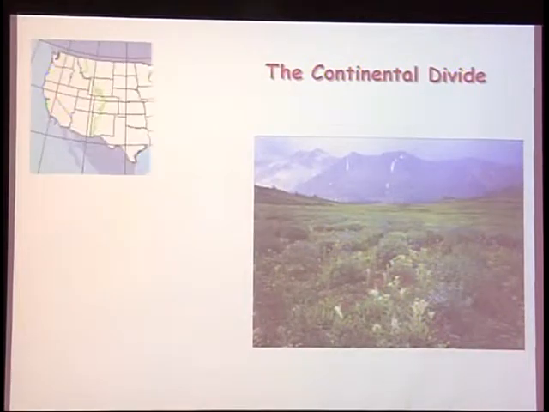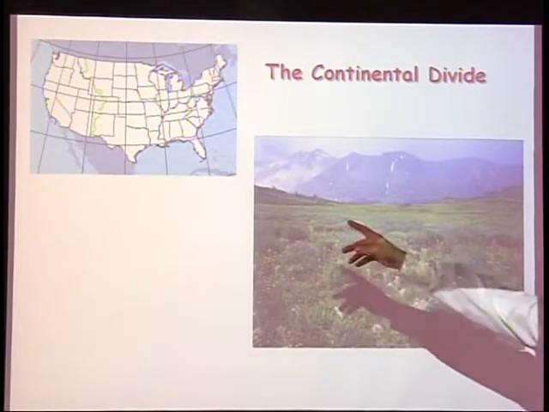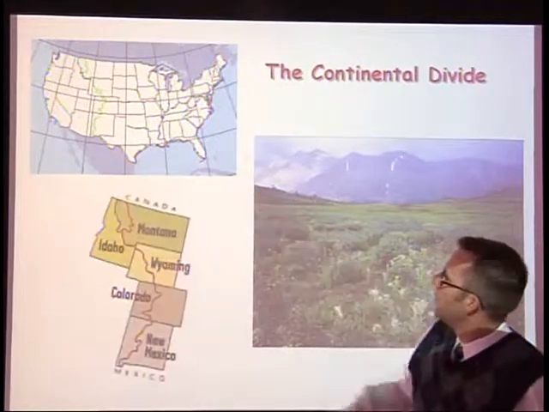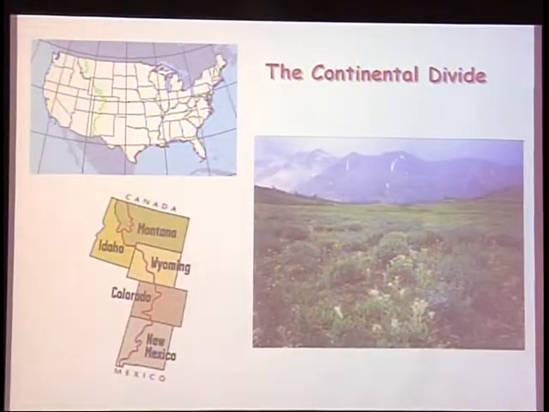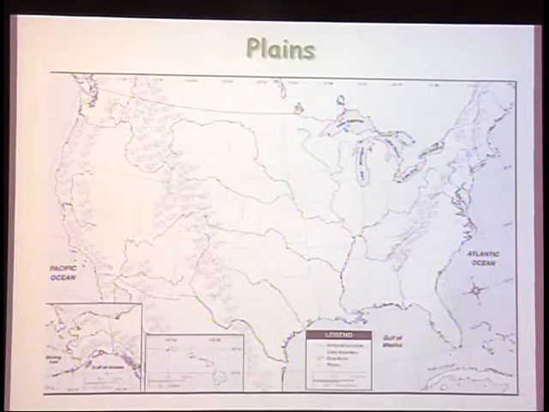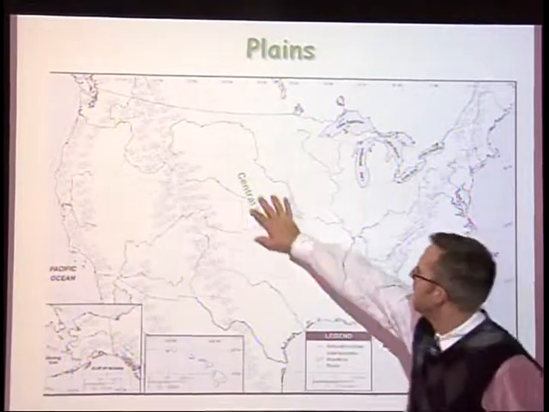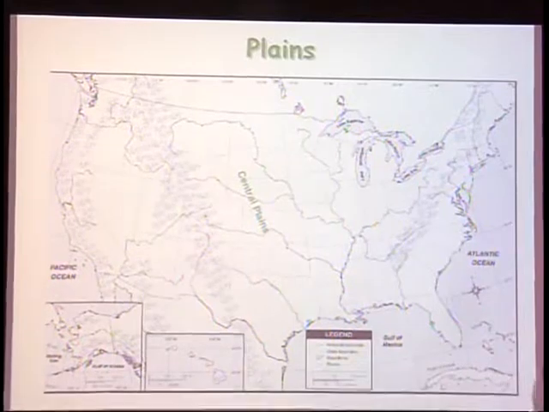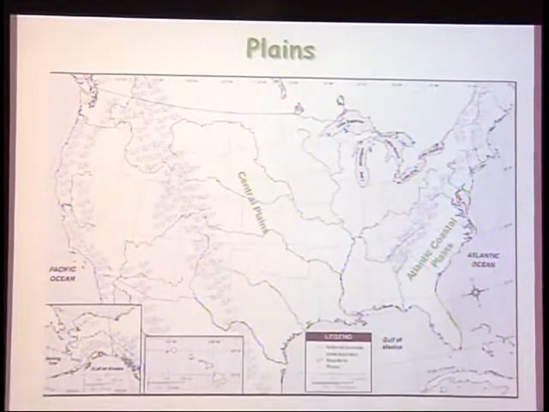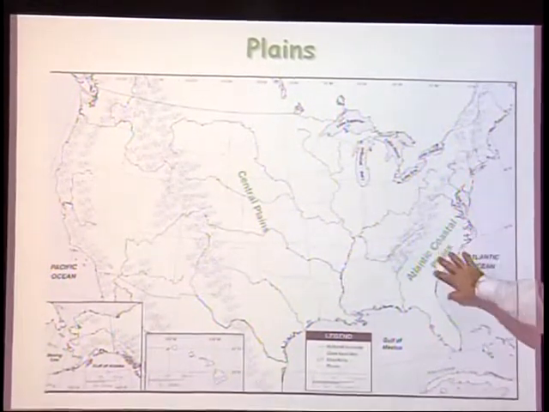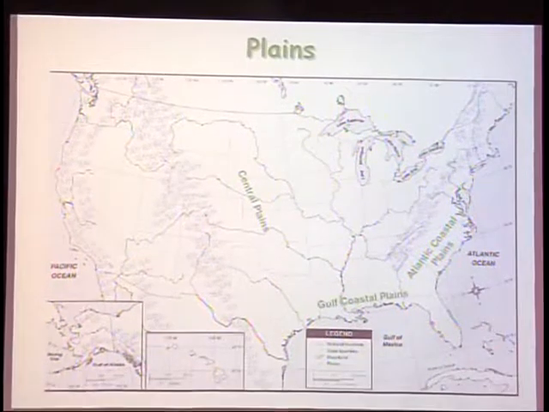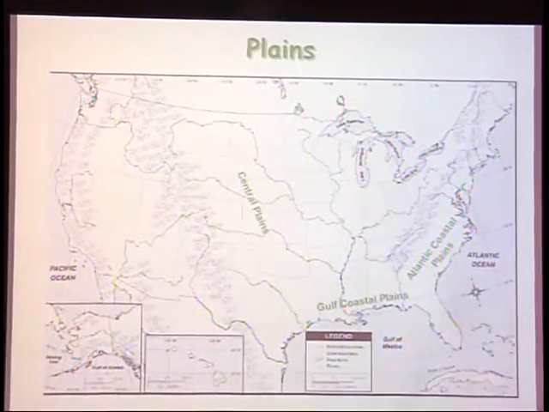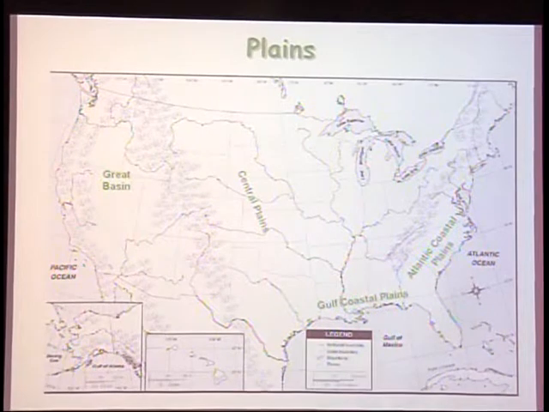and the Continental Divide here, which you can see represented by the green line on the map in the upper left-hand corner. It separates the United States as far as drainage, where water is going to drain to the East Coast or the West Coast. The Great Plains are located here in this central area. The Atlantic Coast Plains here. The Gulf Coastal Plains. And the Great Basin.